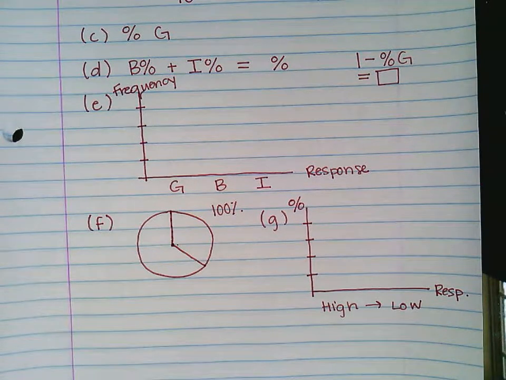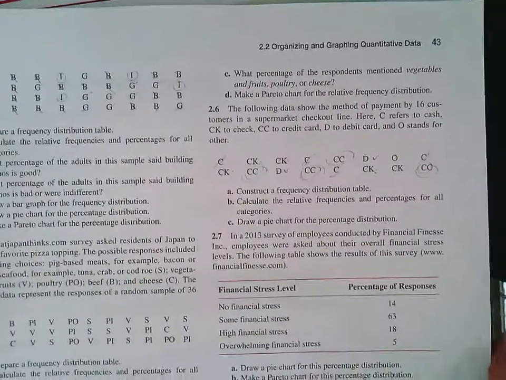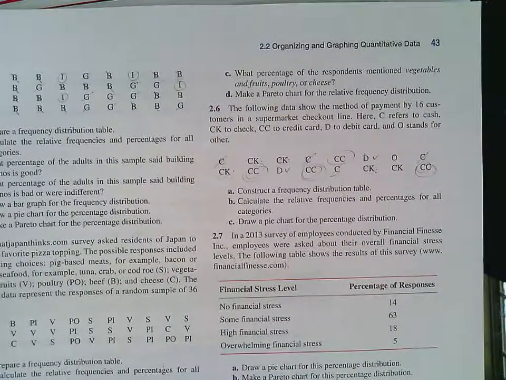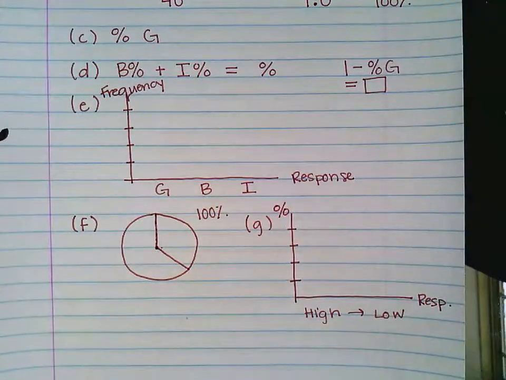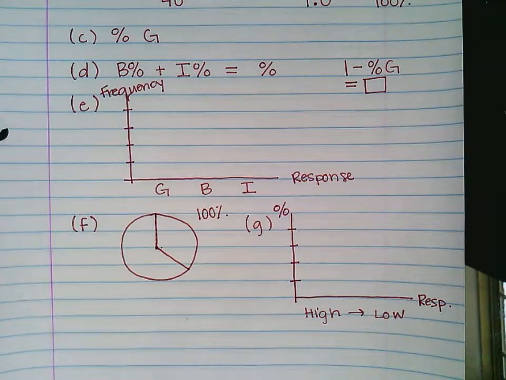And then again, 2.6 is extremely similar. I'll just give a little shot here underneath the doc cam, okay? 2.6, it's how people pay at a supermarket, okay? But very, very similar.